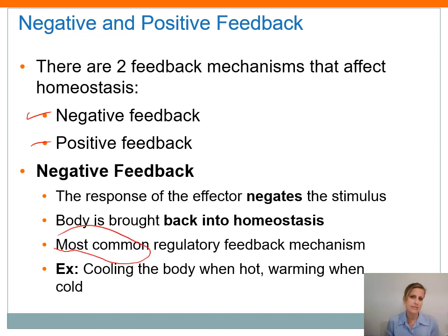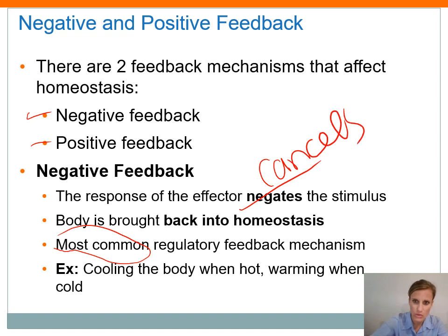Almost all responses in our body are negative feedback responses or negative feedback loops. In negative feedback, the response of the effector negates the stimulus, right? Negates is like cancels out. So something starts to change and the effector, right, says no and brings the body right back to homeostasis. Okay, so the effector cancels the change. It cancels the stimulus, bringing the body back into homeostasis.